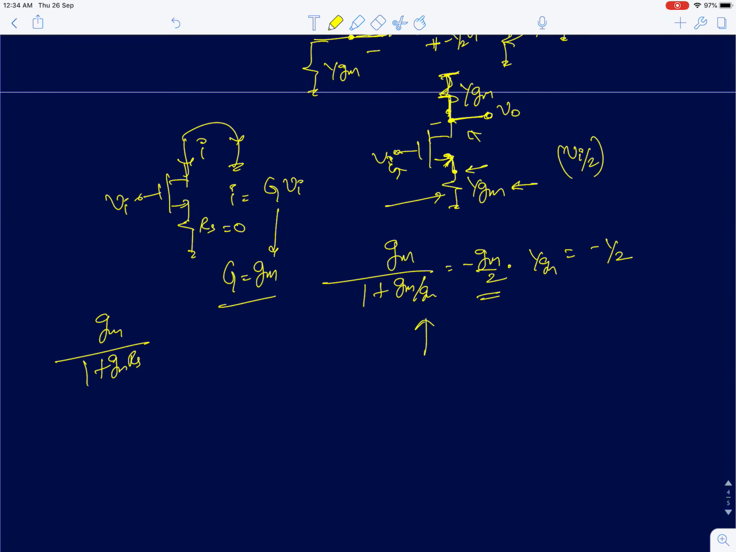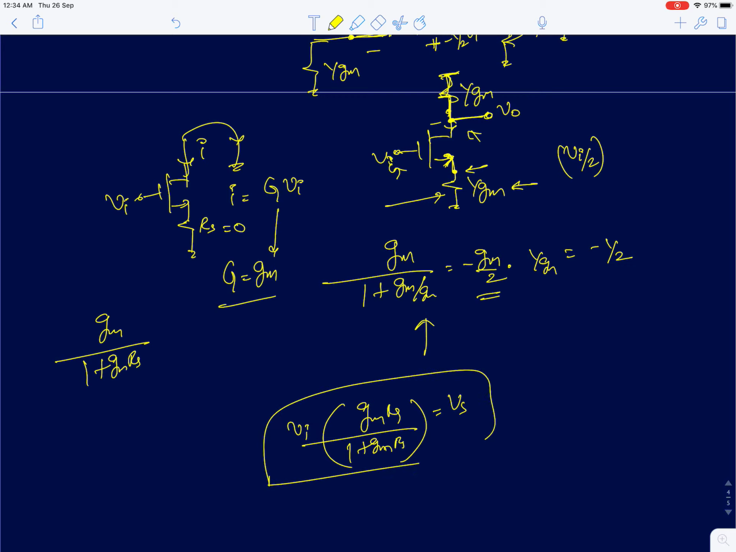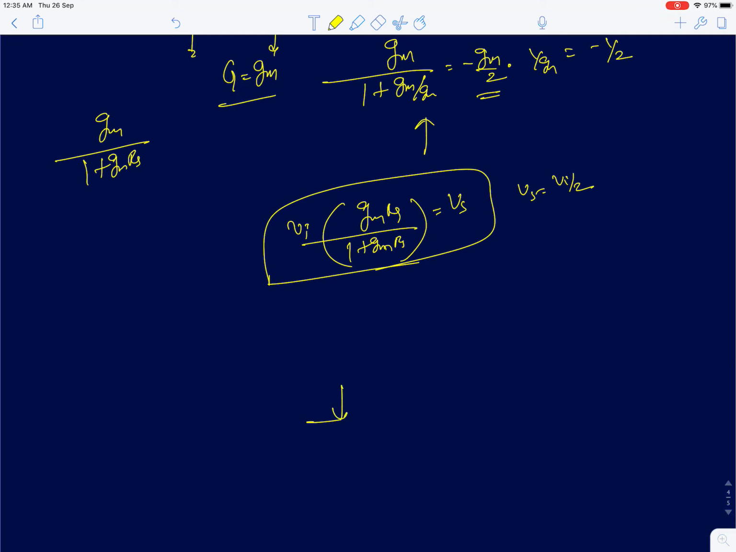For the source voltage, you can use gm by 1 plus gm Rs as the effective gm, that is the current which flows through the source resistance Rs, times Vi. Since Rs equals 1 by gm, you can show Vs is equal to Vi by 2 in this case. So we have the scenario like this: the MOS source is at Vi by 2, and this is at minus Vi by 2 due to this device.